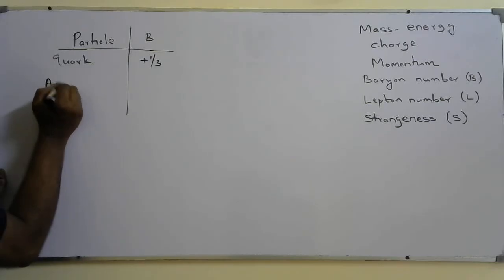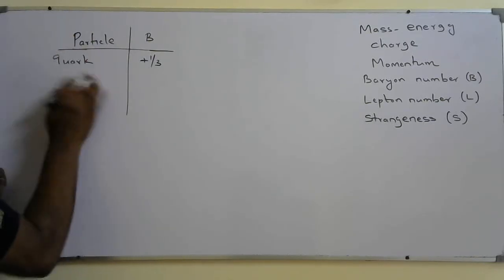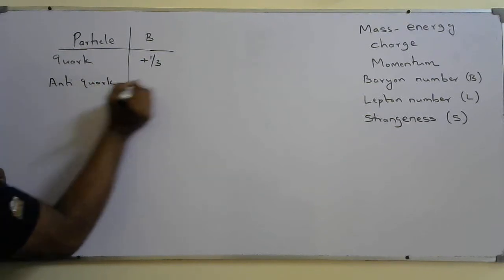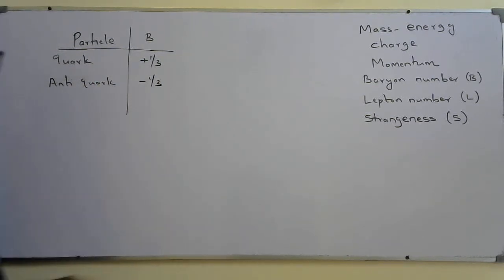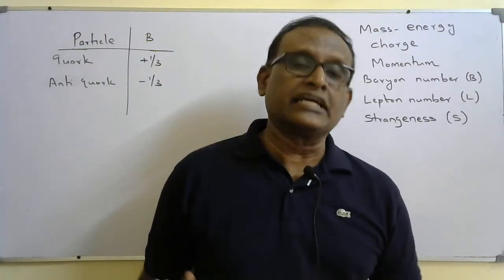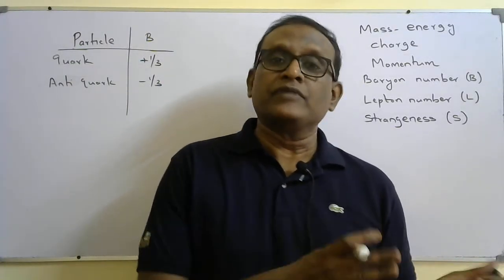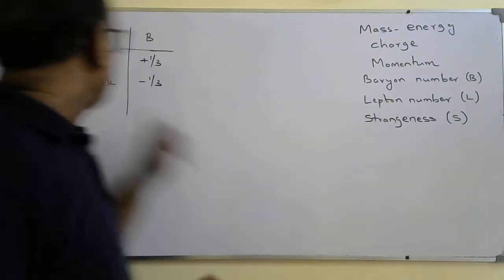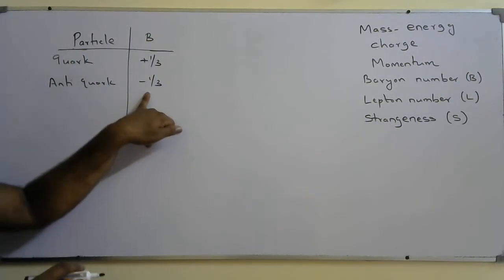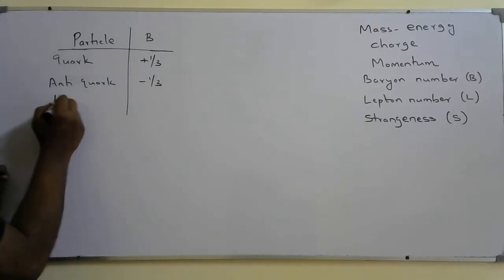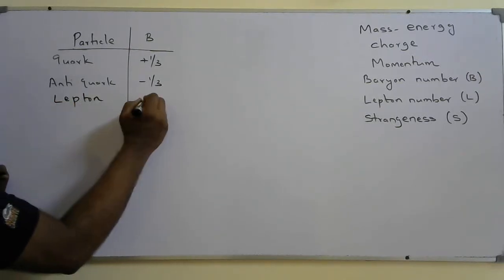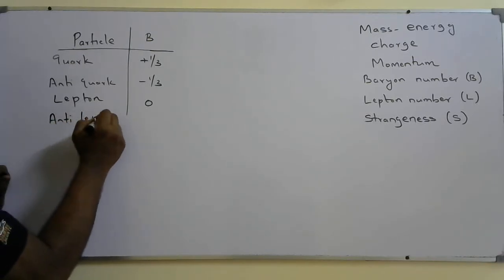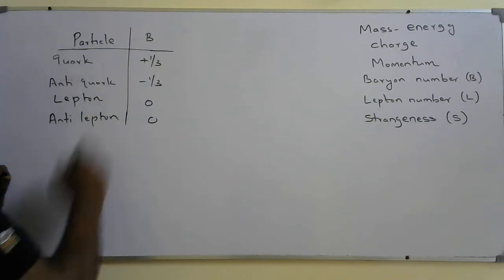For an anti-quark, minus 1 by 3. It's nothing related to charge. Okay, don't get confused this Baryon number with the charge. It's a completely separate number assigned, right? So for anti-quark, minus 1 by 3. For a lepton, 0. Anti-lepton, that is also 0. Remember that.